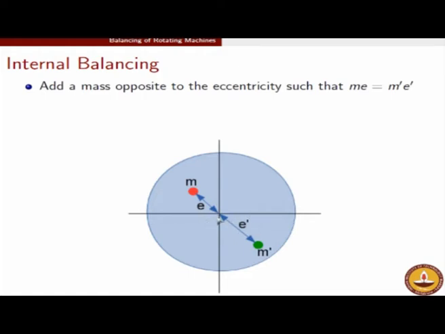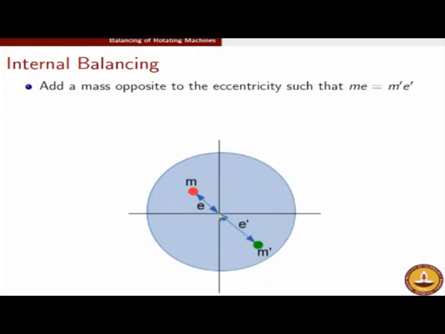So the best thing to do is to put another mass at another eccentricity. Whenever you have a problem, try to create a counter problem in exactly the opposite direction. It is like the antibiotic effect: when you have a germ sitting inside you, you bring in another germ which will fight this germ. So that's what we tend to do in this case also. You had an eccentricity here, you try to put the opposite eccentricity on exactly the other side such that m times e is equal to m prime times e prime.